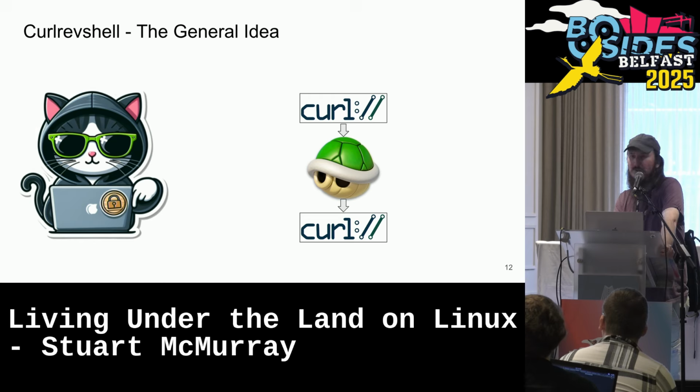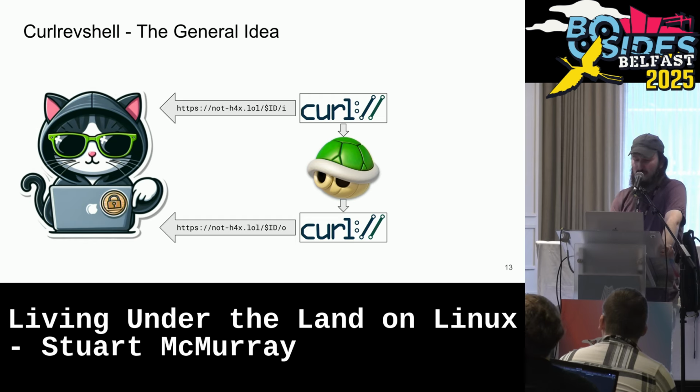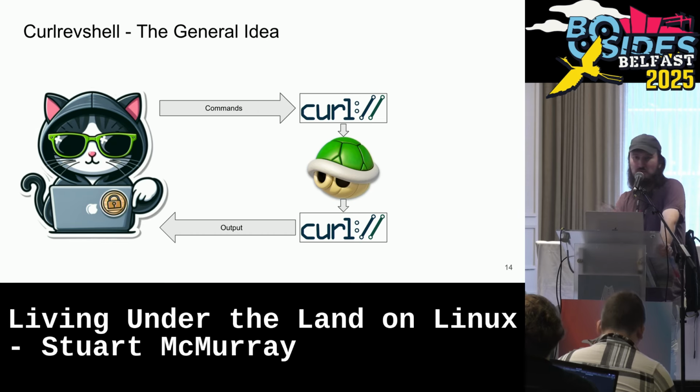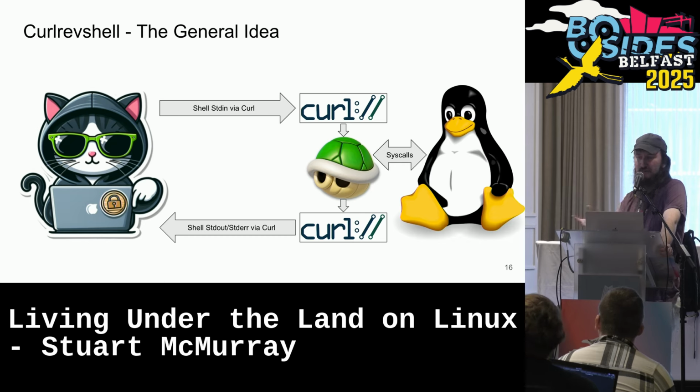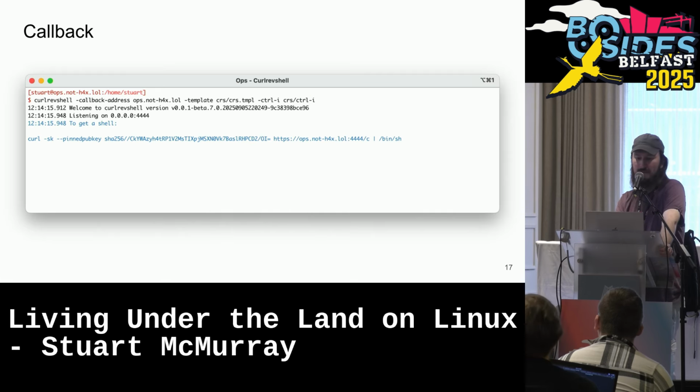The shell will spawn a couple curl instances, one for input, one for output. That will connect back to us over HTTPS. We'll send commands to the input side, get output from the output side. Really, going a little layer, we're just going to send standard in via curl, and we will receive the shell standard out, standard error via curl. Of course, the shell itself, all it's doing on our behalf is making system calls, the sort of thing we're talking about for the next however long.